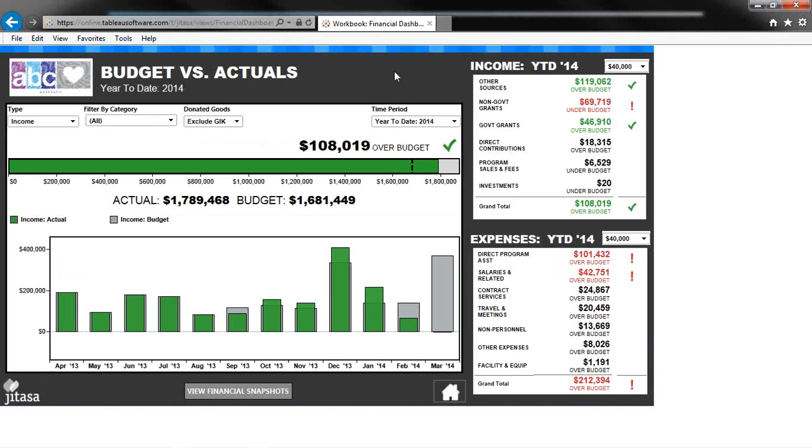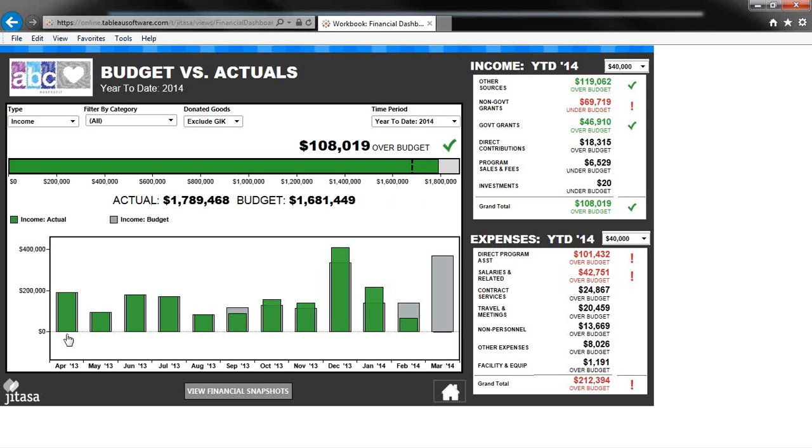So this is your budget versus actuals, and like we had before, there's some very simple pictures to look at. This is a view of your income. You can always change from income to expenses to net income through the drop-down list, right? But right here, you see an indicator of where you are for year-to-date. And so you can see right here that they are $108,000 over budget when it comes to income. So they had a budget of $1.6 million or 1.7, and they're at 1.8.